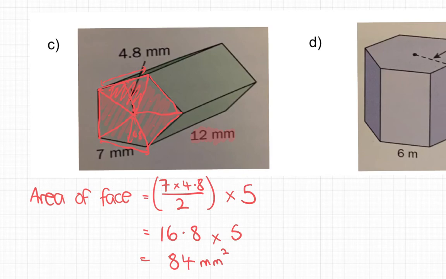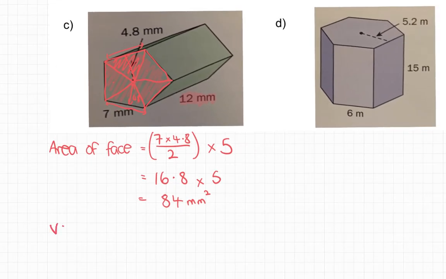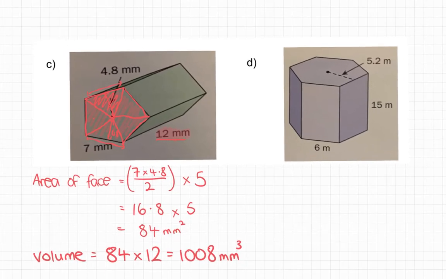If I then want the volume, remember your volume is just that area multiplied by the length of the shape. So the volume of this is going to be 84 multiplied by this 12. So 84 times 12 is 1008 millimeters cubed.